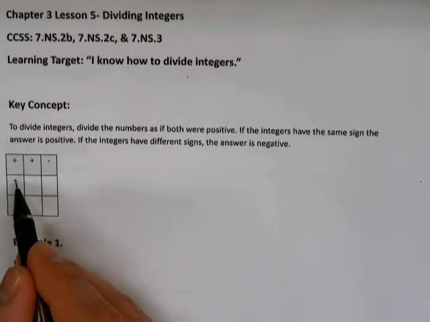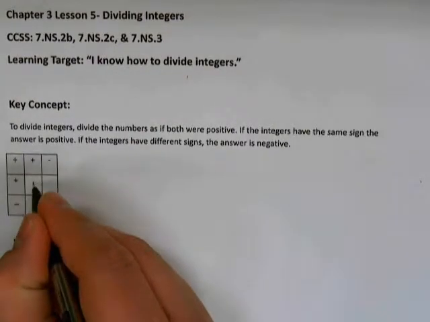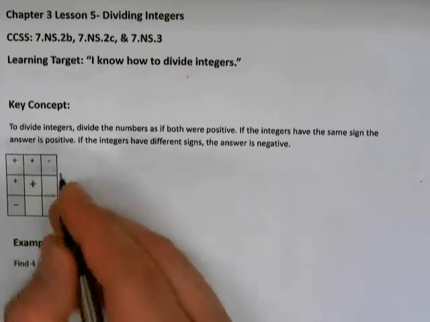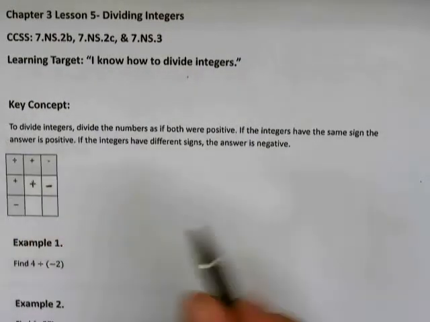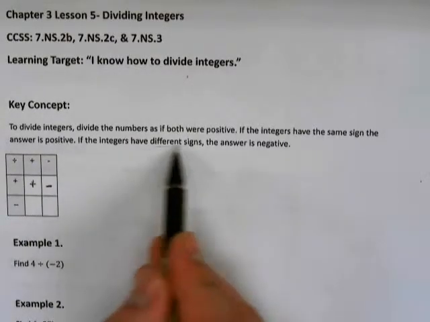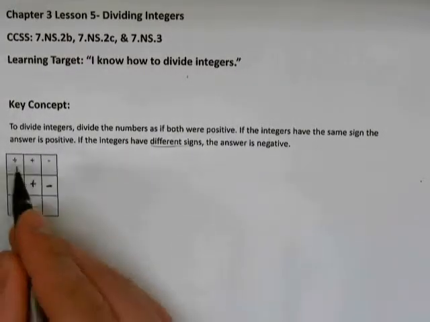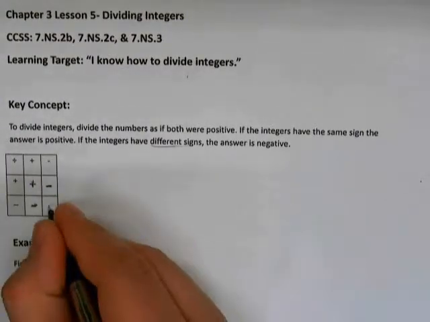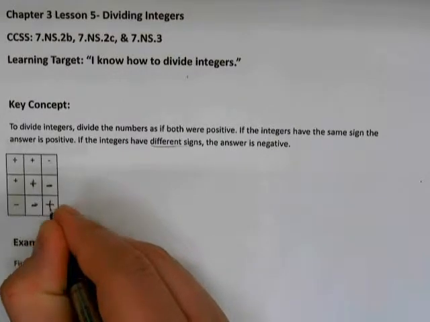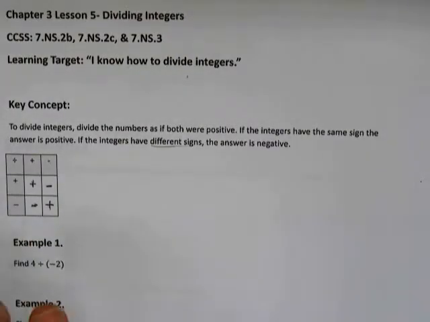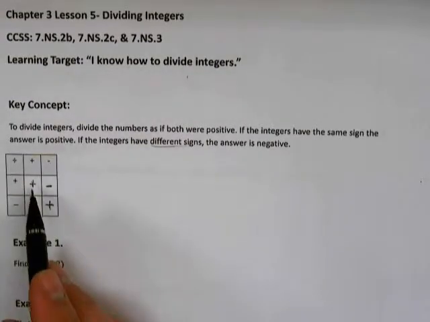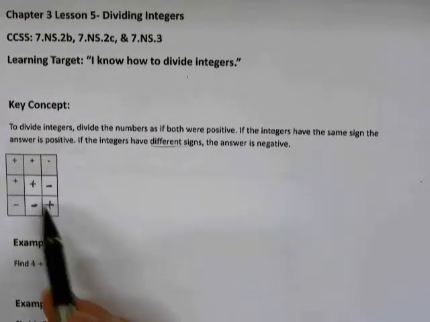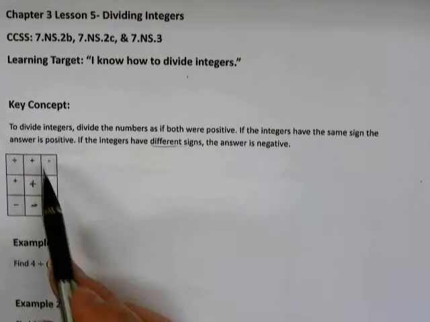If we have a positive divided by a positive, well, that's kind of obvious. Our answer will be positive. If we have a positive divided by a negative, our answer is going to be negative because they do not have the same sign. They have different signs. And again, a negative divided by a positive will be negative. And a negative divided by a negative will end up being positive. Okay, so that's how to fill out this little chart here. It's no different than multiplication: positives and negatives are all going to be positives, positive and negative is going to be negative.